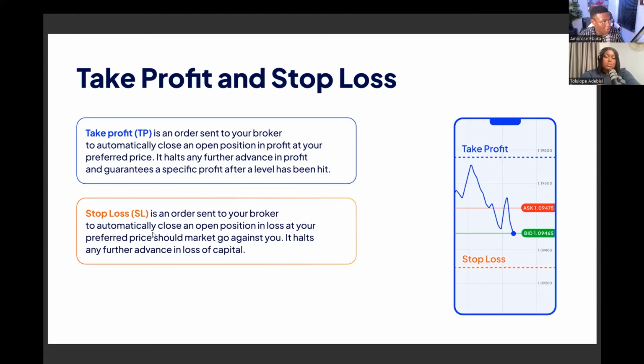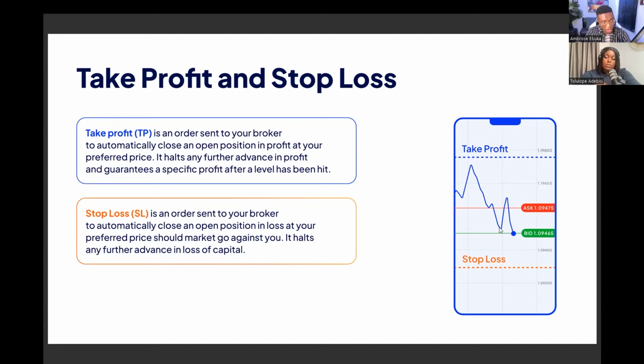It halts any further advance in profit and guarantees a specific profit after a level has been hit. The stop loss is an automatic order that is sent to your broker to close a position in loss at your preferred price should the market go against you. It halts any further advance in loss of capital.